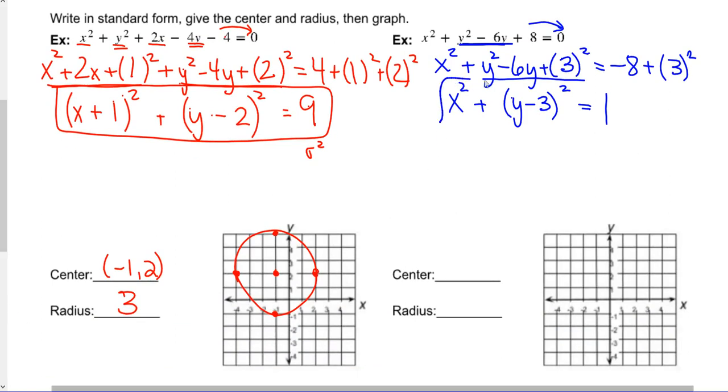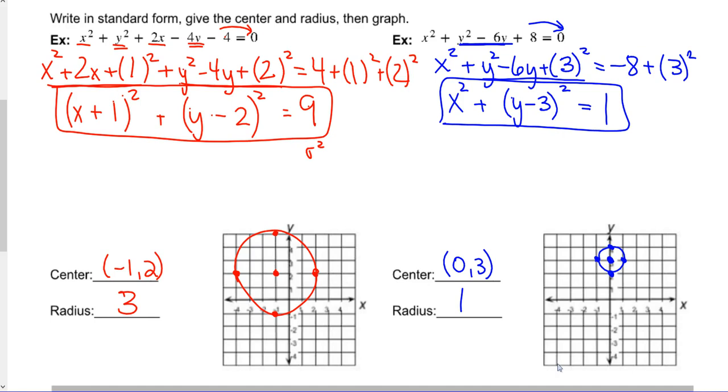So what is the center? I need to take the opposite of what's with the x. Well, that, remember, is a 0. Take the opposite of what's with the y. That is a +3. Therefore, (0, 3) is my center. This is r squared. Take the square root of that, which gives me a radius of 1. And I'm going to graph that. (0, 3) is right here. North, east, south, and west, 1 on each one of those. And that gives me that small little circle right there. And that is it. That's what we have for that.